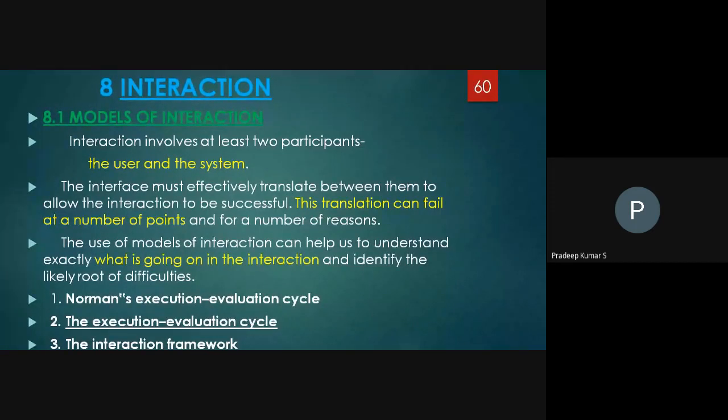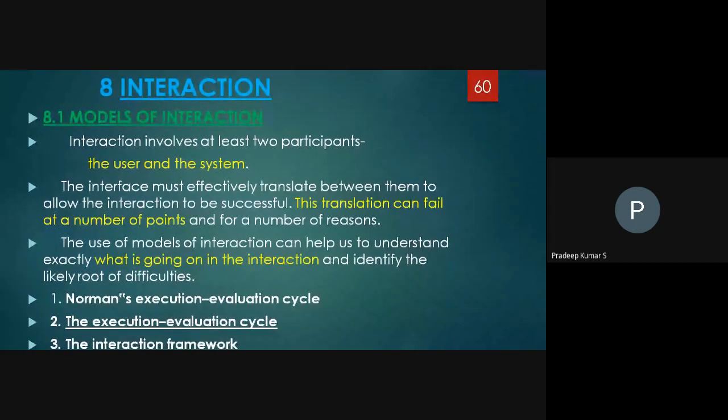The translation can fail at a number of points. Why does the translation fail? Because the user doesn't know the interaction. Only then does the translation fail. The interaction can help us see exactly what is going on, so the user must identify what is going on in the interaction. Then only can we avoid the translation failure.